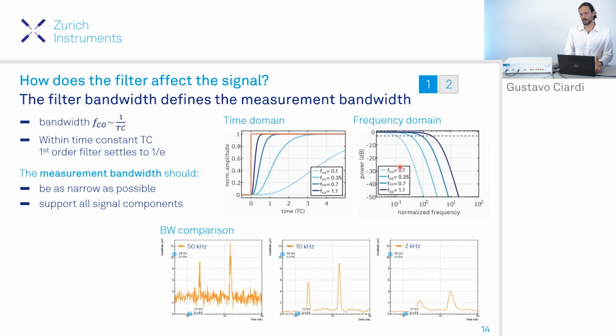At the same time, we can also see that large filter bandwidth has the advantage, if we go back to the time domain, of settling faster to the new value. So if something changes in my experiment, filters with higher bandwidth settle faster than filters with lower bandwidth. In general, the rule of thumb is that the measurement bandwidth, so the low-pass filter bandwidth, should be as narrow as possible to filter out as much noise as possible, but at the same time also support all signal components. What this means can be seen better in this example here.